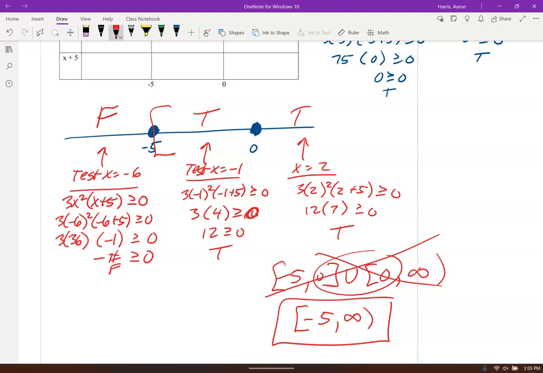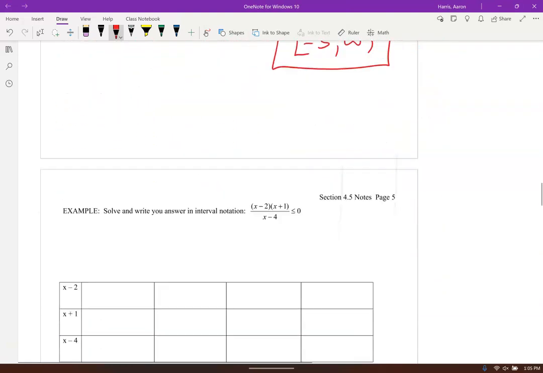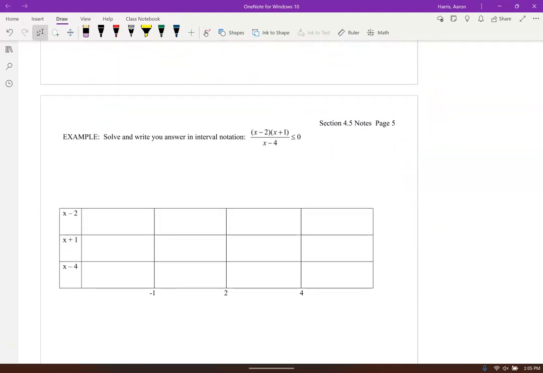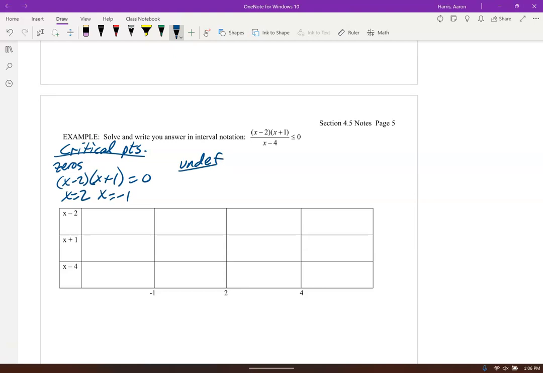All right, let's do one now where we have a critical point that's undefined in this next one. Pause that if you need to still write any of that, but let's go to this next one here. When we're analyzing, notice that I have a 0 on the right-hand side. So let's talk about our critical points. Our critical points are our zeros and where it's undefined. Well, our zeros come from the numerator, right? So we have 2 and -1, and then it's undefined.